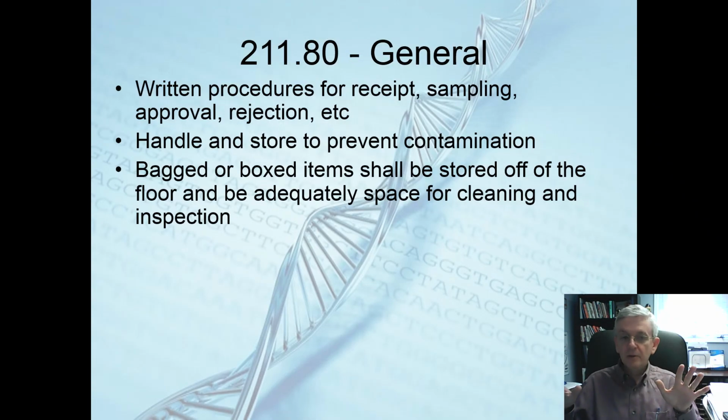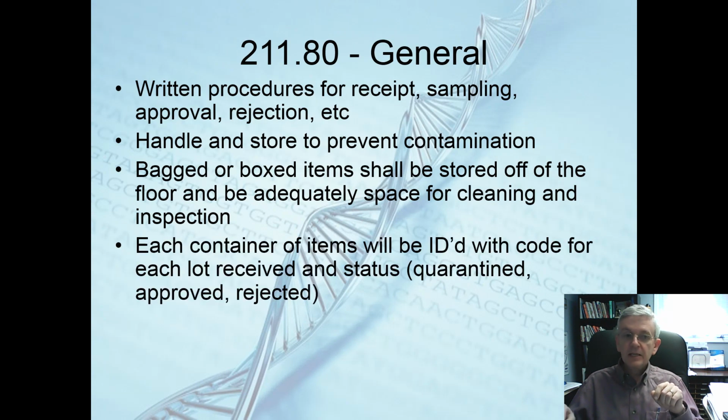Bagged or boxed items stored off the floor, adequate space for cleaning and inspection. And each container has to be identified with a code for each lot received and the status, such as, is it quarantined? Is it approved? Is it rejected?